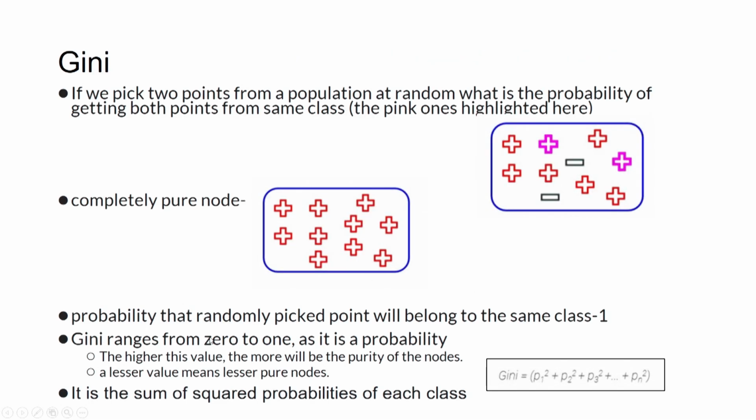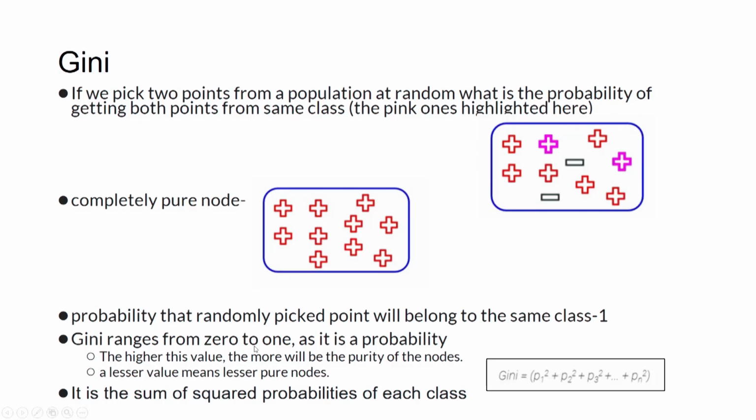So, here we can say that Gini ranges from 0 to 1, as it is a probability, because we are taking the sum of these probabilities. So, Gini ranges from 0 to 1, and the higher this value, the purer the node is, as we have seen here. Here the probability of red is 1 and the probability of purple and green is 0. So, here Gini is 1.